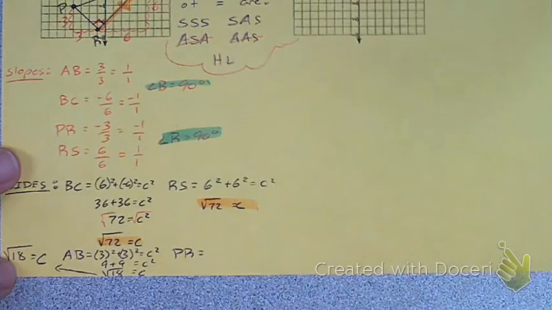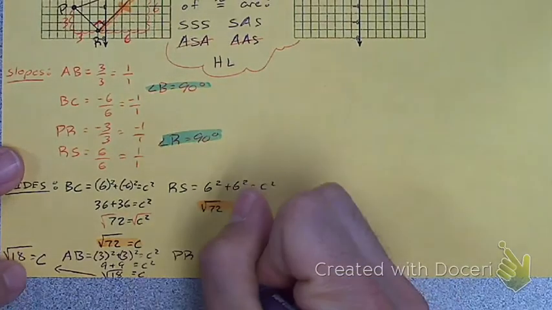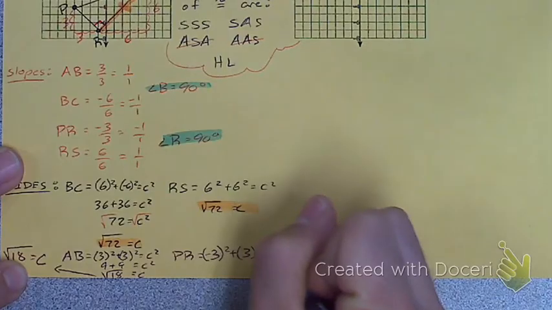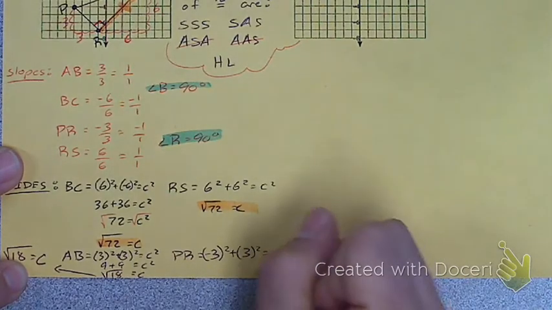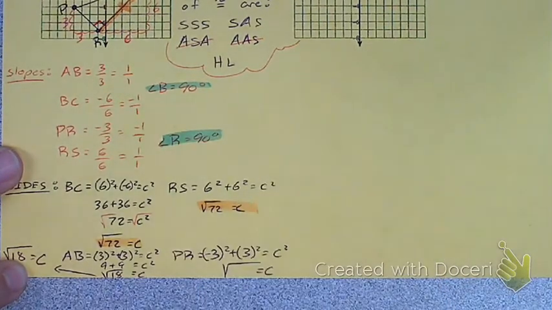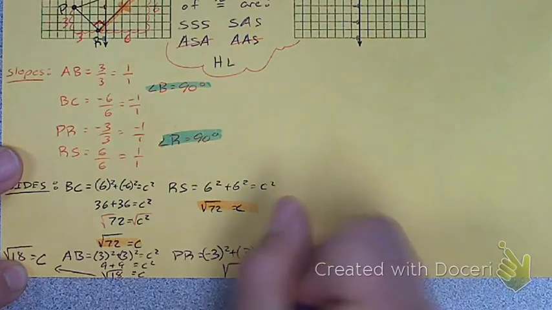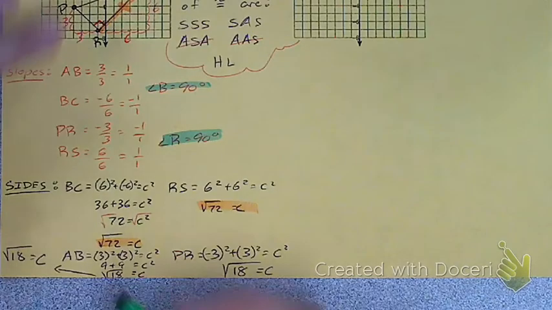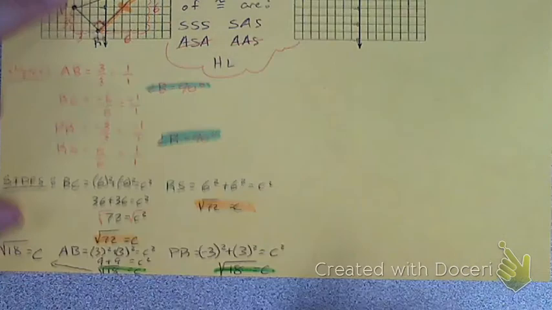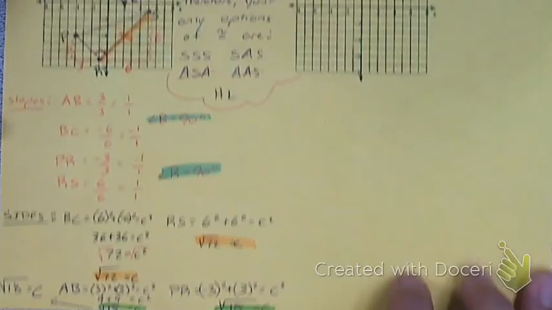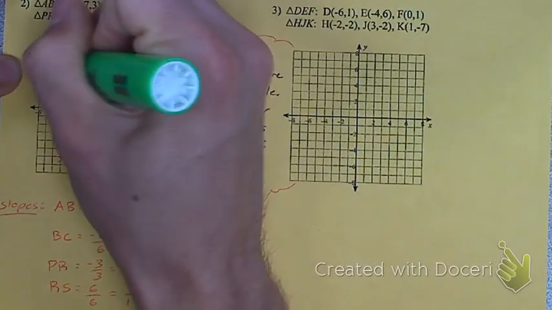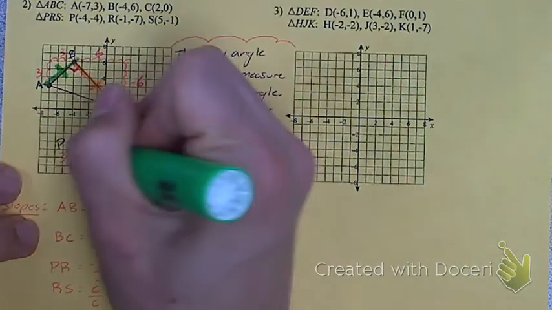How much is C? Good. Find it for PR. What are the two numbers? 3 and 3. Does a negative actually matter? No. If they're the same number, we get the C as a square root of 18. Do they match? Those two match. Therefore, AB is congruent to PR. Let's put 2.